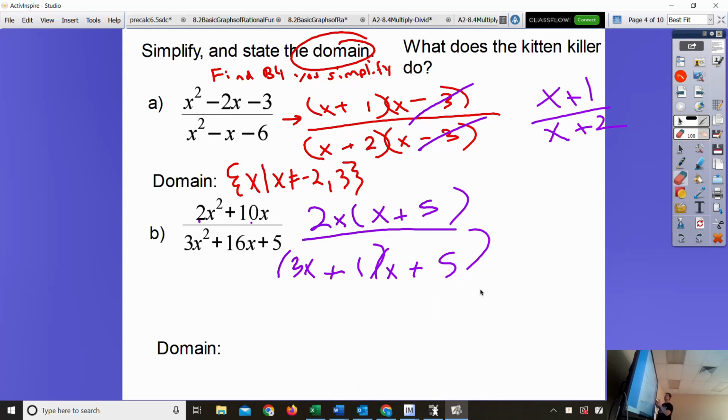Now, before we simplify, what should we find? Domain. This one's easy. What value of x makes a 0 at x plus 5? Negative 5. All values of x such that x cannot be negative 5.